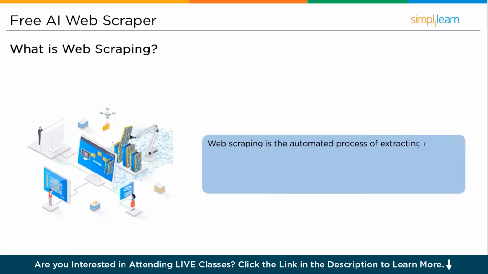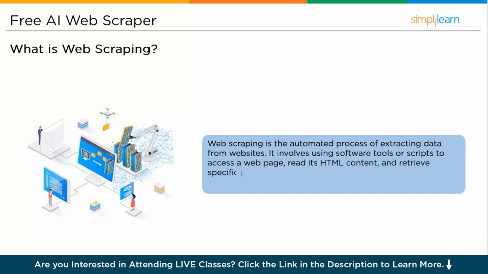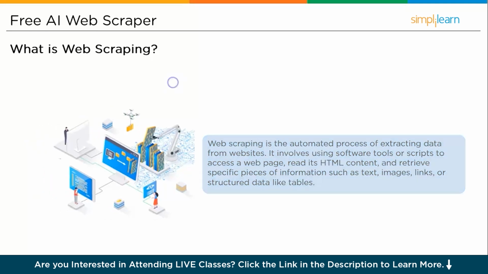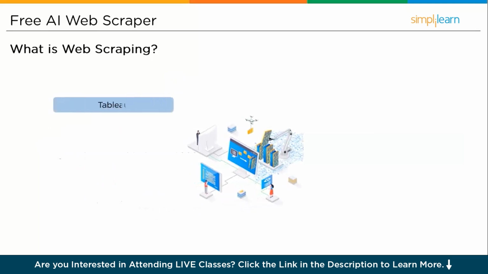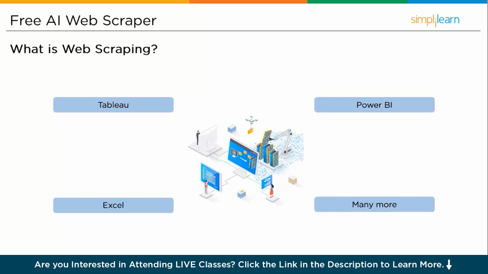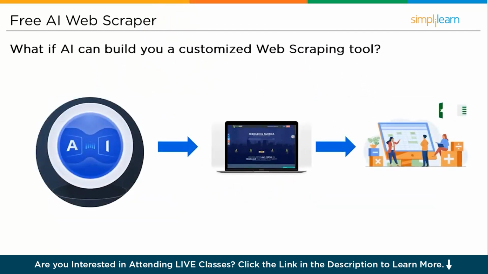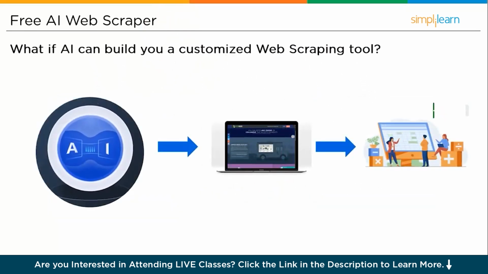Web scraping is an automated process of extracting data from websites that involves using software tools or scripts to access a web page, read its HTML content, and retrieve specific pieces of information such as text, images, links, or structured data like tables. All these days in data analytics, web scraping was common. For example, Tableau, Power BI, Excel, and many more, they used to have an API attachment or they used to have a connection established with websites and they used to scroll over the web page and then extract the HTML content. But what if you had to build your own? It would be a time-taking task, but with AI, it is really simple.